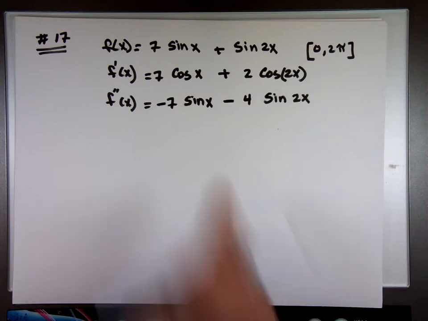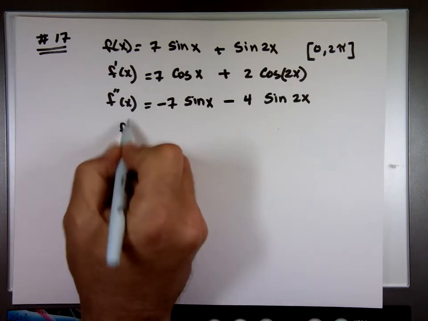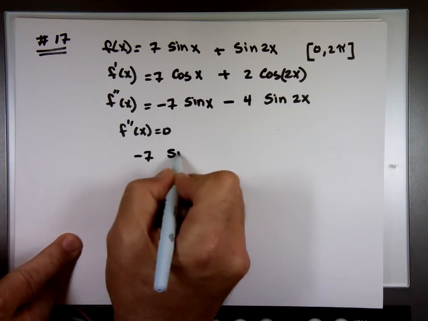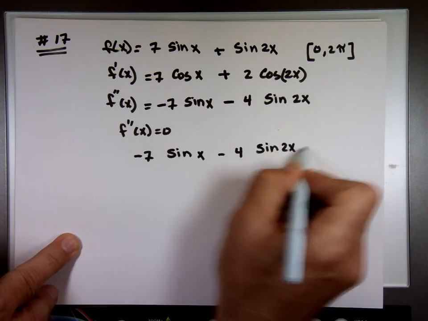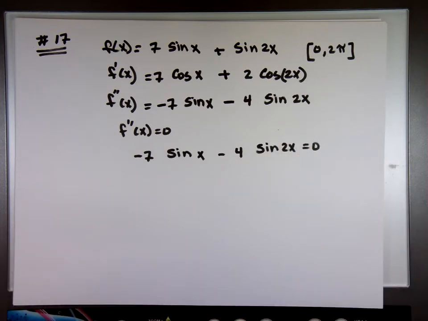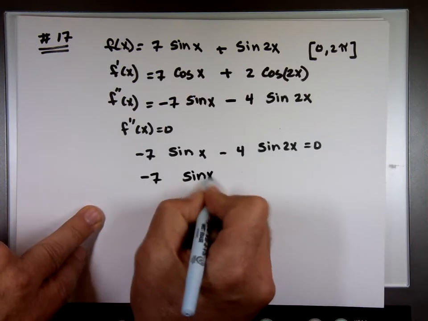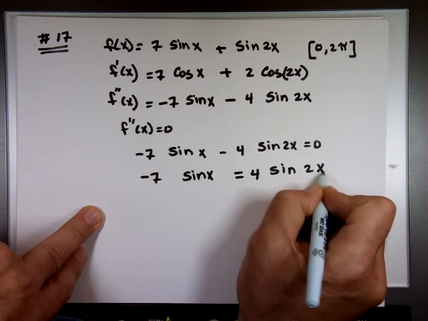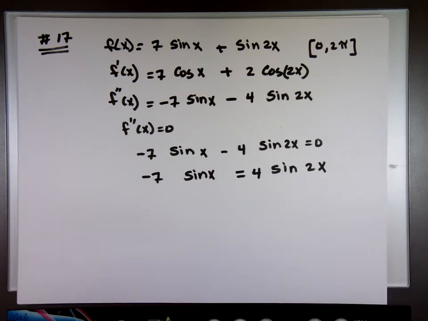This will never be undefined. Sine always has a value. So set the derivative equal to 0. Negative 7 sine of x equals 4 sine 2x. Now you got a little problem. This is x and this is 2x. You really can't solve them unless you know some trig identities.